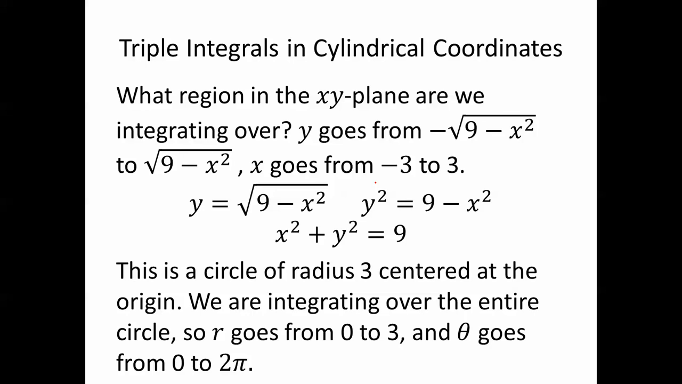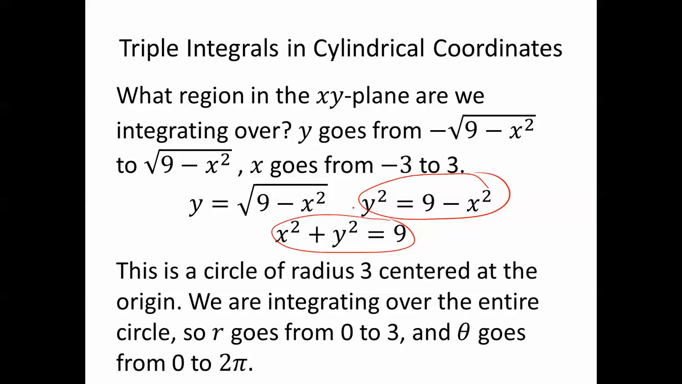y goes from negative square root of 9 minus x squared to square root of 9 minus x squared, and x goes from -3 to 3. y equals the square root of 9 minus x squared. What is that? Well, let's square both sides and get y squared equals 9 minus x squared. In other words, x squared plus y squared equals 9. This is a circle of radius 3 centered at the origin. We are integrating over the entire circle. So r goes from 0 to 3, and theta goes from 0 to 2 pi.